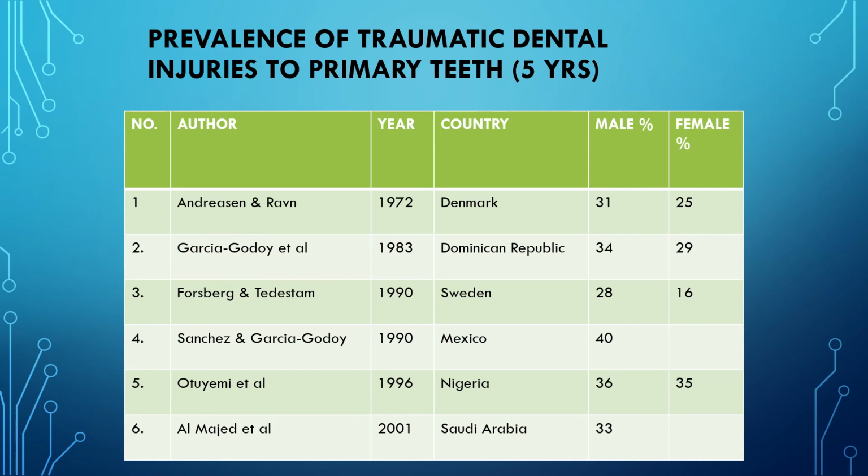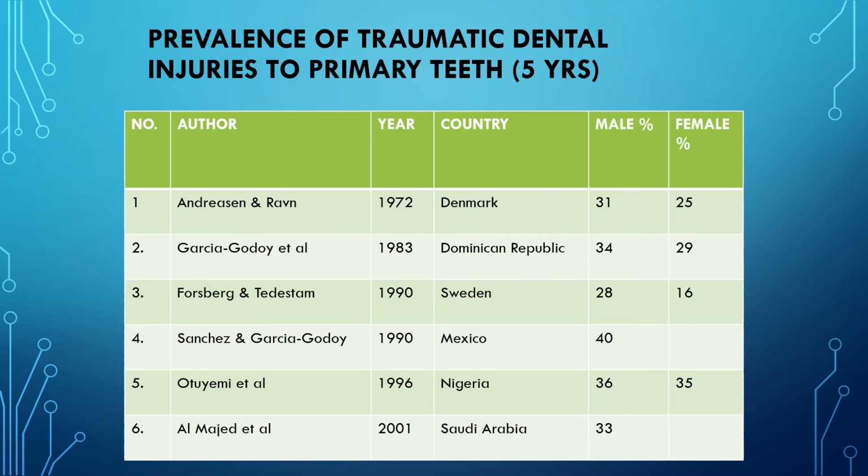Forsberg and Tedestam, 1990, Sweden, also have high prevalence of traumatic dental injuries, 28% male and 16% female. Sanchez and Garcia Godi, 1990, in Mexico, they only do the research for male, which is 40% male injury, traumatic dental injuries to primary teeth. Okay. Otuyemi et al., 1996, Nigeria. The figure is much higher, 36% male compared to female, 35% injuries.